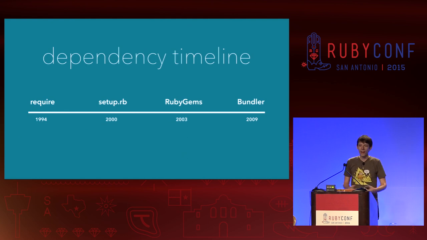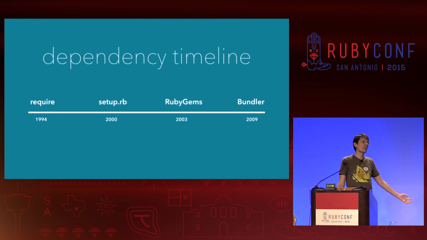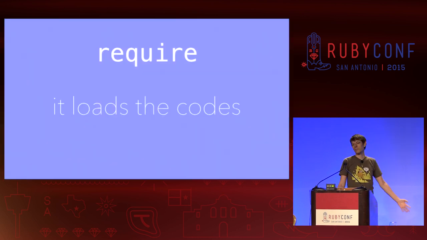So, here's a little preview of what I'm going to talk about. I'm going to talk about require, which is how Ruby lets you load code from files. Then we'll look at setup.rb, which was the first way that you could install code into Ruby so that you could require it without telling Ruby where it was. And then we'll look at RubyGems, which was the first way to easily download someone else's code. And then we'll look at Bundler, which lets you have multiple gems that all work at the same time.